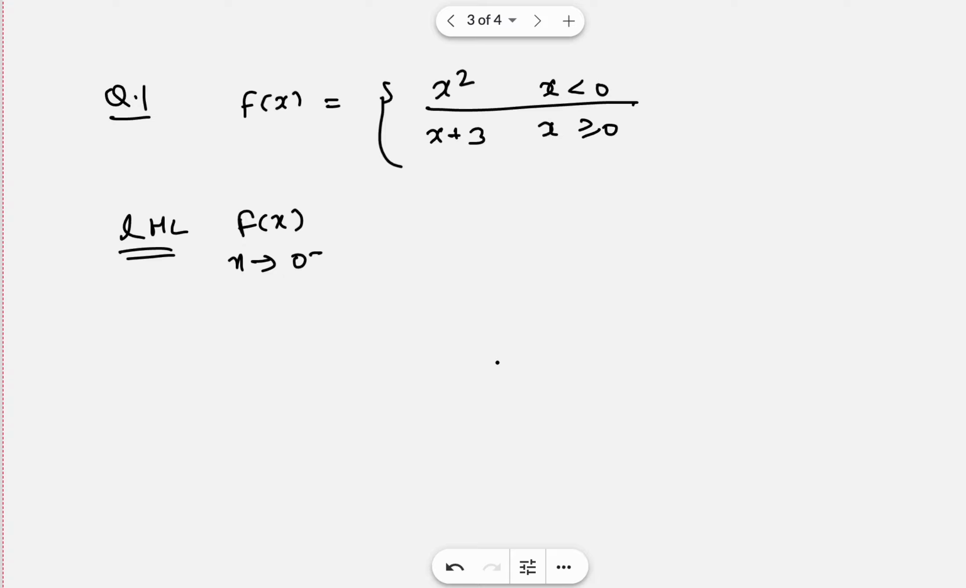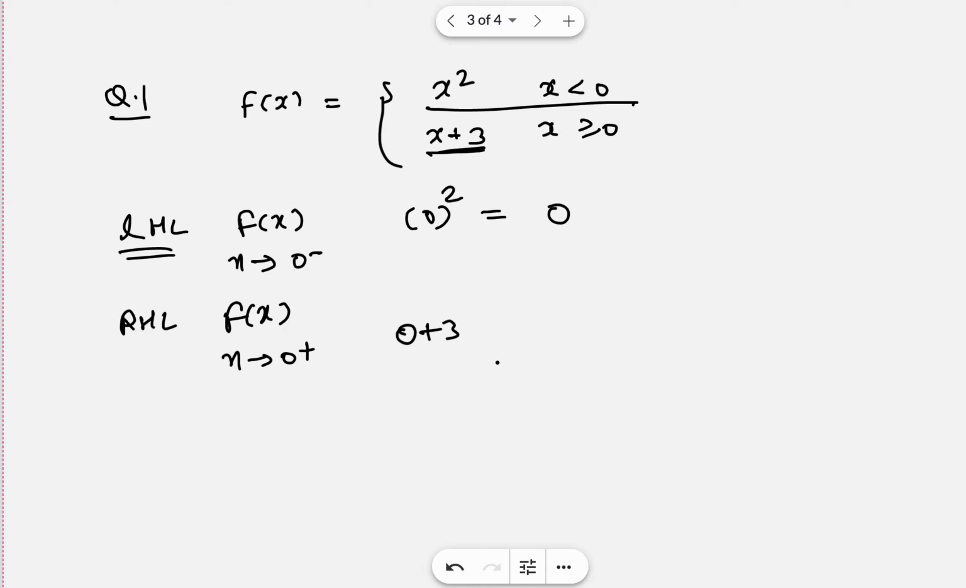Now if we put x equal to 0, this is equal to 0. For the right hand limit, x tends to 0 plus, I'll have to use this function. So this is 0 plus 3, which is equal to 3. Now we see that the right hand limit is not equal to the left hand limit, so this function is not continuous at x equal to 0.